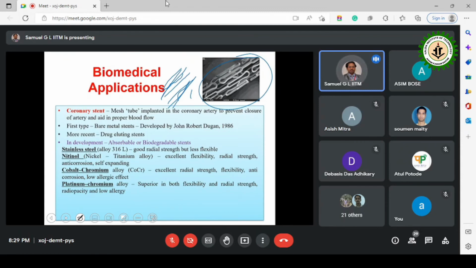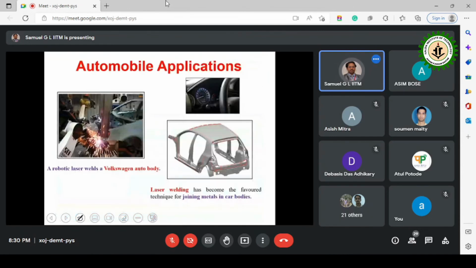It may be nitinol or stainless steel or cobalt chromium or platinum chromium. All these alloys are very difficult to machine, but we can machine that by using the lasers. Then they can be put inside the heart, and we can remove the blocks or at least make the blood flow properly.